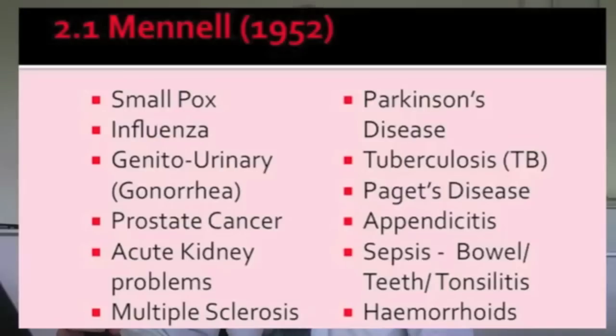Section 2, historical perspective. When we look historically at red flags, the lists of red flags have changed over time. If we look back at the early work of Manel from 1952, we see all sorts of conditions that we wouldn't necessarily recognise today. So we've got things like smallpox, influenza, gonorrhea, prostate cancer, acute kidney problems, multiple sclerosis, Parkinson's disease, TB, Paget's disease, appendicitis, sepsis, and bowel or teeth from tonsillitis, and even hemorrhoids.